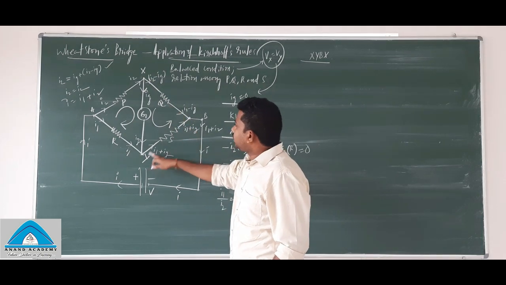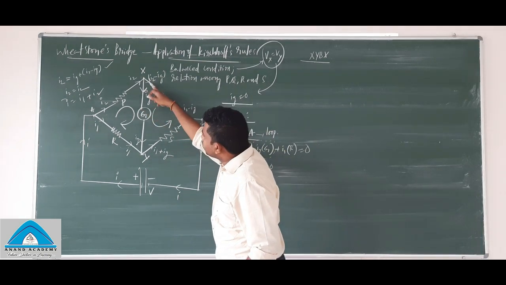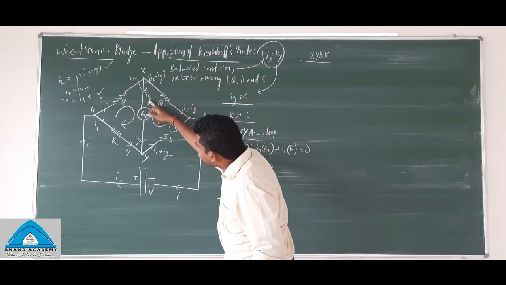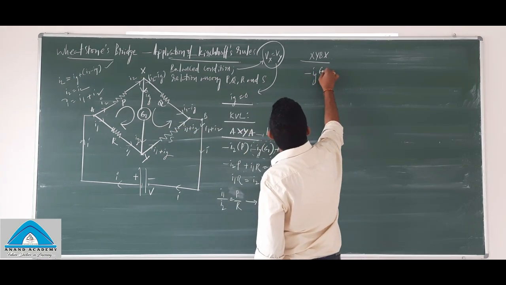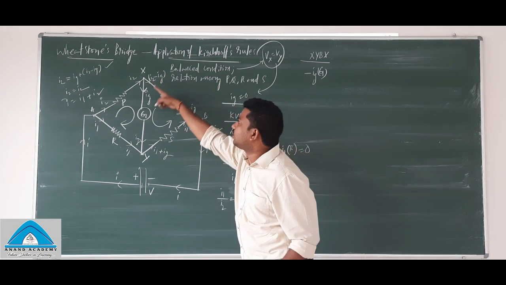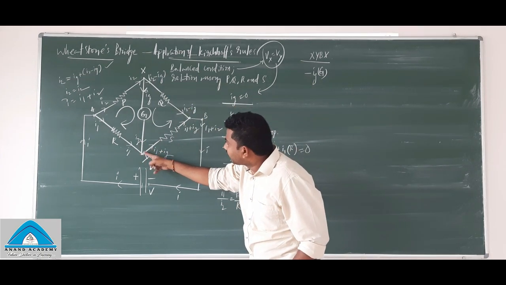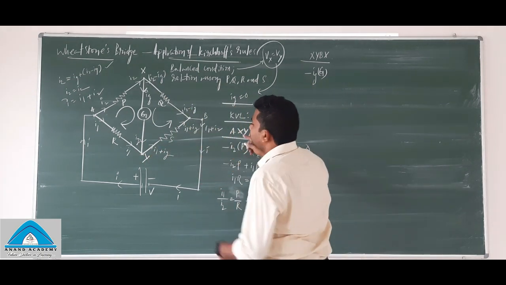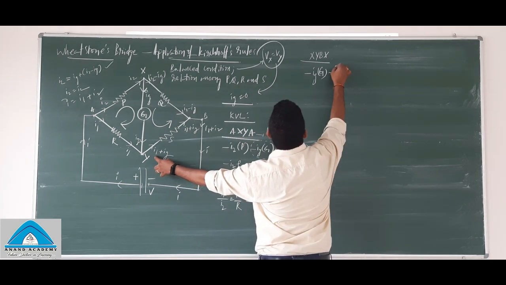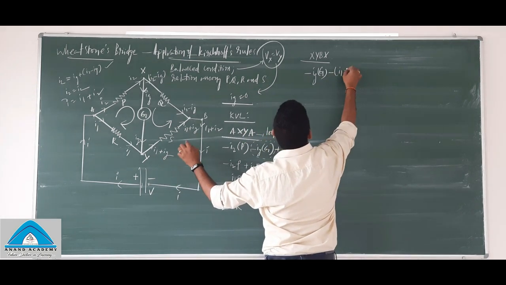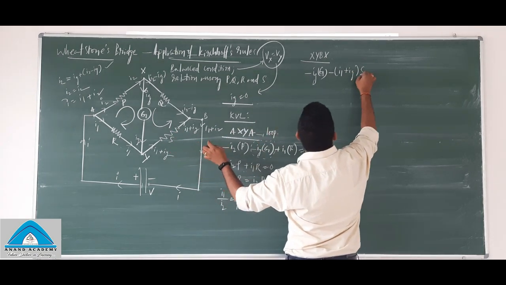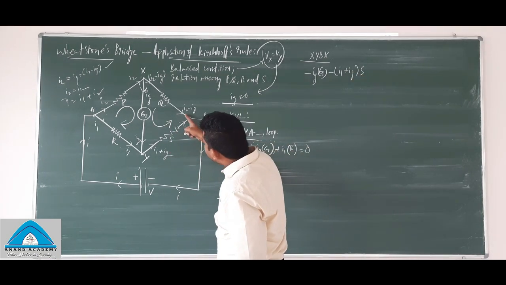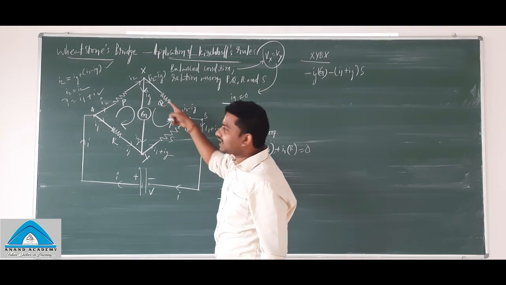X, Y, P, X. Okay, fine. So the loop direction and the current direction is same here. So that is minus Ig into G, where G is the resistance of the galvanometer. Okay. So here our loop direction and current direction is same. So what is this? Minus current I1 plus Ig into resistance of this, which is S. Okay. So our loop direction and current direction are opposite.